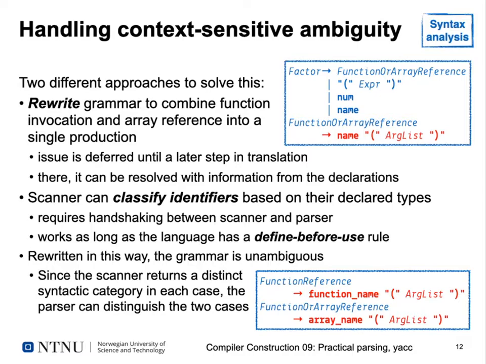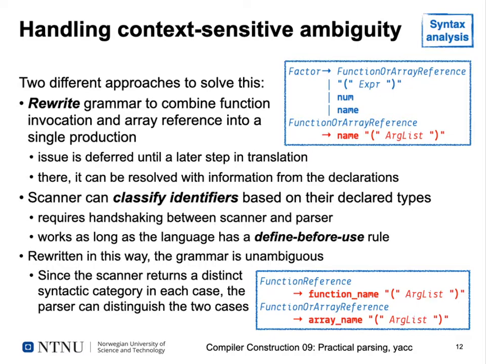Now, our scanner could be another way to solve this problem, because a scanner could try to classify identifiers based on their declared types. So this requires a bit more elaborate communication between the parser and the scanner. Essentially the parser would have to pass information on any data type declaration it has found, so a function declaration or a function prototype or an array declaration, back to the scanner, and the scanner would need to build up a table so it can return the correct token type here.